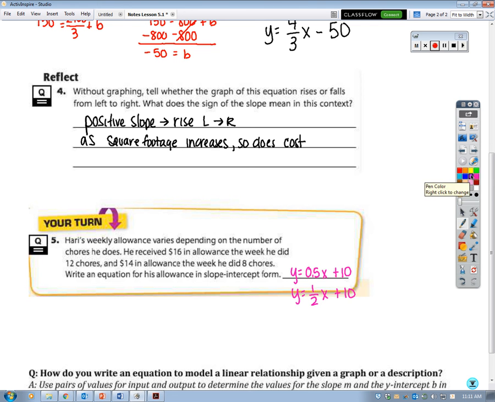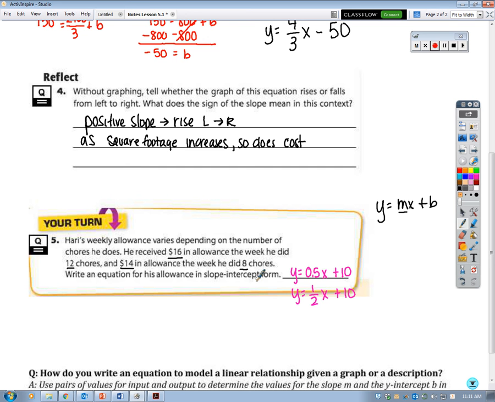So we are looking for slope and y-intercept to put into slope-intercept form, y equals mx plus b. And we have a scenario here where Harry's weekly allowance varies depending on the number of chores he does. He receives $16 in allowance the week he did 12, so 16 and 12, and $14 in allowance the week he did 8. Write an equation for his allowance in slope-intercept form.